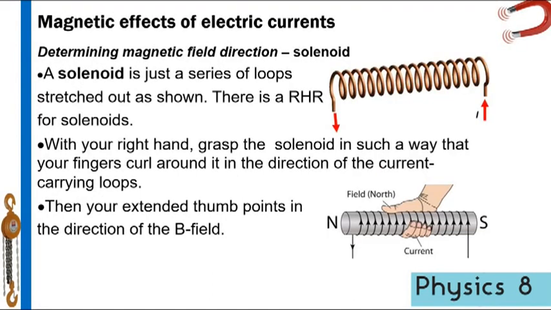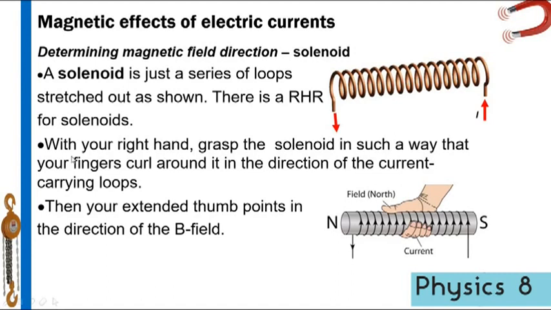Again, continuing with our theme of looking at the magnetic field direction of a solenoid, we can see in the diagram here that a solenoid is really just a series of loops which are stretched out, as shown on the right hand side of this slide. And as we saw earlier on in the previous slide, there is a right hand rule for solenoids.